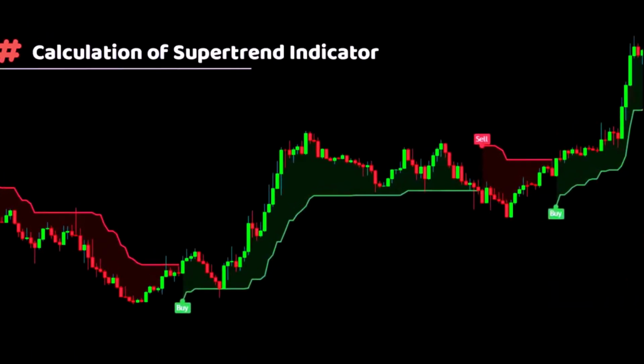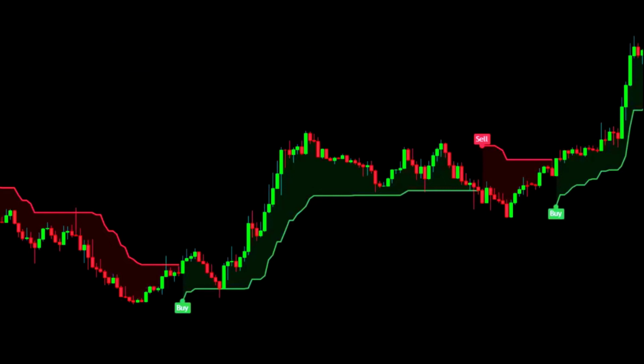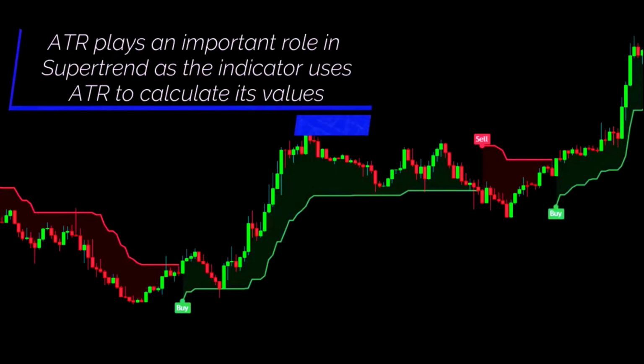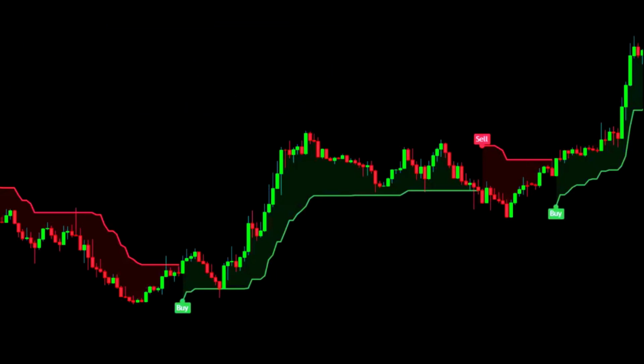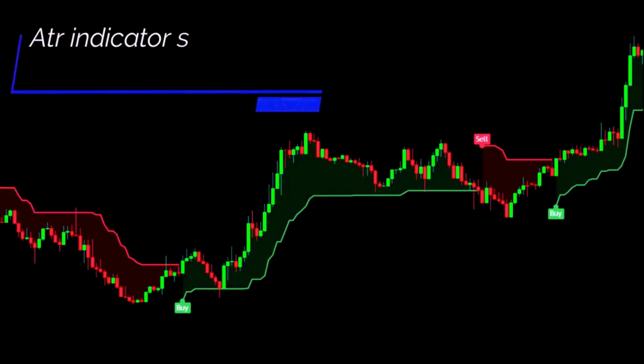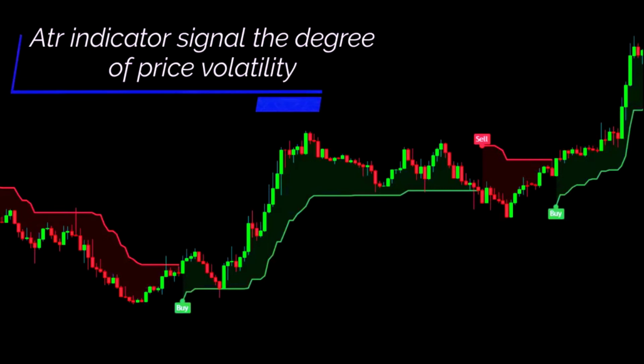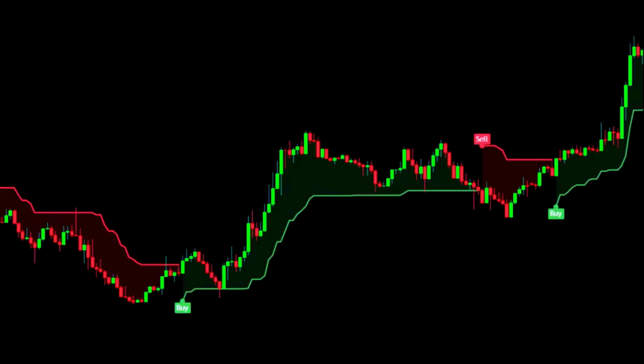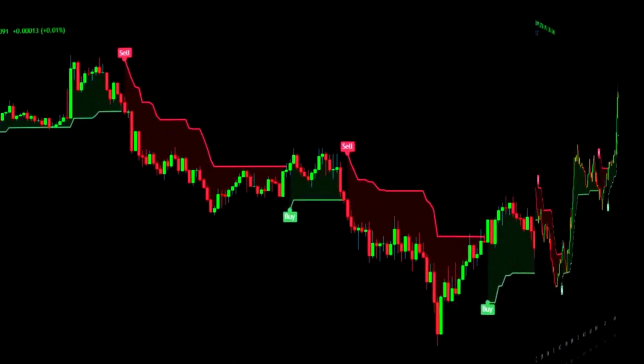Calculation of the Supertrend indicator. As we know, this indicator consists of two parameters: period, also called ATR, and multiplier. ATR plays an important role in Supertrend, as the indicator uses ATR to calculate its values. The ATR indicator signals the degree of price volatility in a stock. The default value of ATR is set at 10 in the indicator.